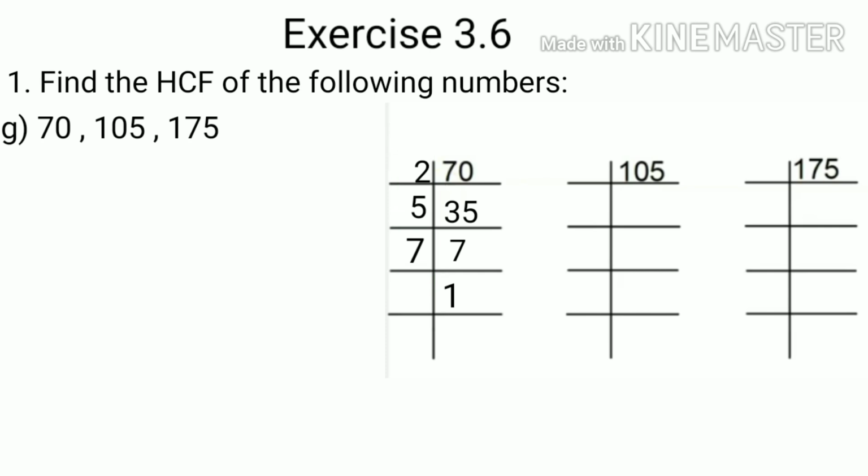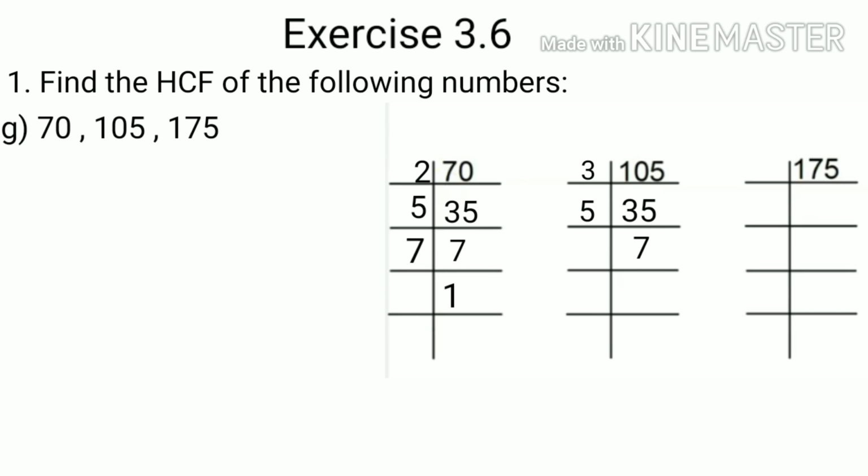Now let's do the prime factorization of 105. So here we need to find the smallest prime factor which can divide 105 exactly. As you can see, this number is exactly divisible by 3, so we divide 105 by 3. And when we divide 105 by 3, we get 35 as the quotient. And again, we know that 35 is divisible by the prime number 5. So we divide 35 by 5. And we get 7 as the quotient.